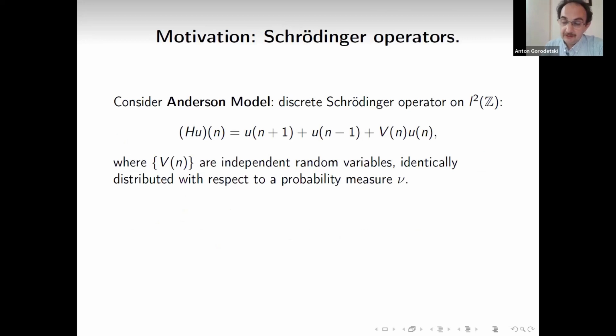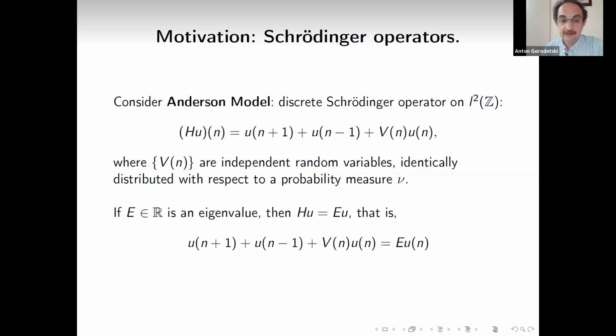So what we are interested in is the Anderson model. In the Anderson model, you take the discrete Schrödinger operator where the potential is given by a sequence of independent random variables that are identically distributed with respect to some given probability measure. And in this case, you can do exactly the same trick.